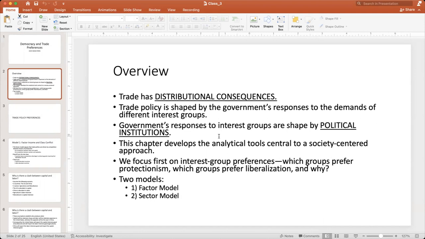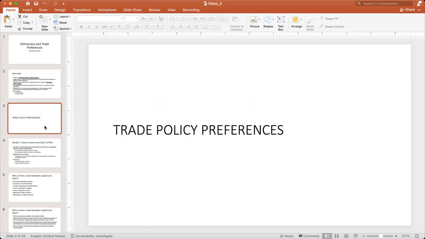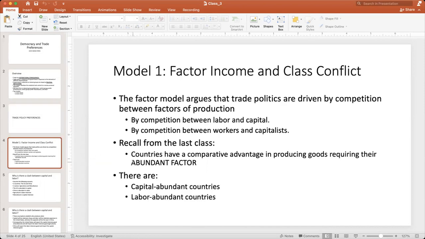However, we are not explaining why, even when there are some very good conclusions about the benefits that free trade could create for countries, countries could remain outside of international trade. So in order to do that, we're going to talk about trade policy preferences. The first model is the factor model.